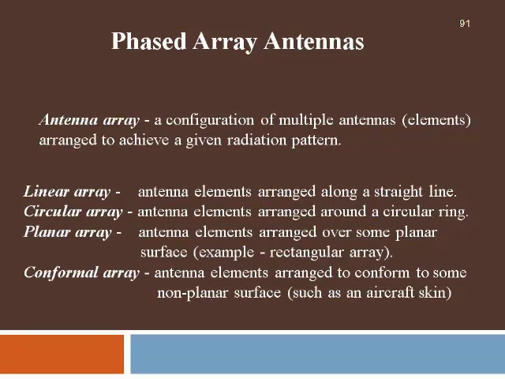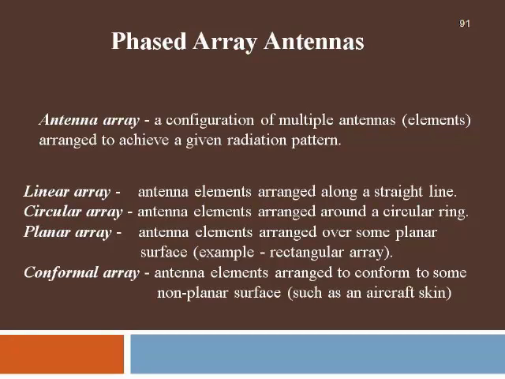Let us see now. An antenna array is a configuration of multiple antennas arranged to achieve a given radiation pattern. The types available are linear antenna, where the antenna elements are arranged along a straight line. A circular array, wherein the antenna elements are arranged around a circular ring. Planar antenna, where elements are arranged over some planar surface, maybe a rectangular one or other types. A conformal array is one where antenna elements are arranged to conform to some non-planar surface, particularly to the skin of an aircraft.